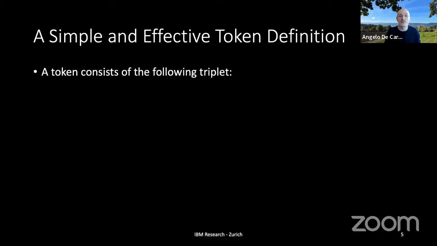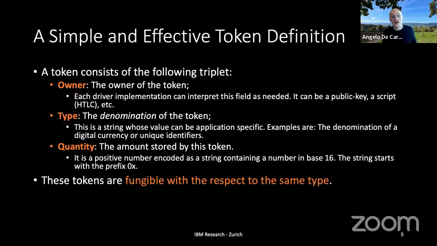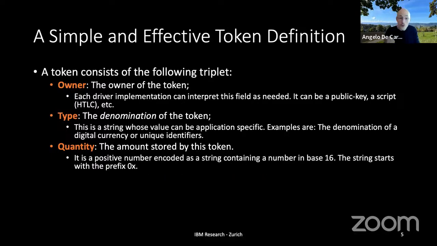All right, so we are talking about tokens, UTXO. Well, what's a token from the point of view of the token SDK? It's very simple. It's the following triplet. So we have an owner, and this owner essentially defines the concept of ownership of this specific token. In the simplest case, it can be just a public key, or it can be something more complex like a script, and so on and so forth.